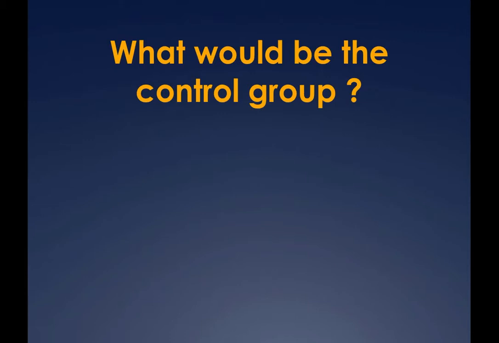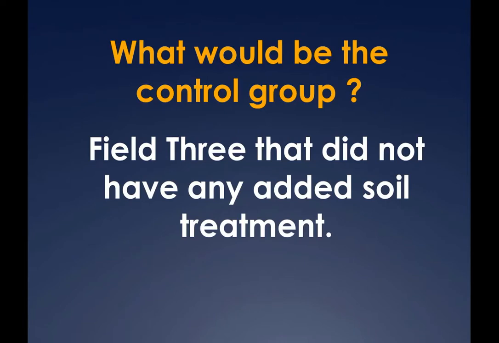I could also ask you, what's the control group? And the control group is one, remember, that you compare things to, which does not have the experimental variable involved. And so in this case, it would be the field that had nothing, in this case, field 3. So you want to have some point of comparison.